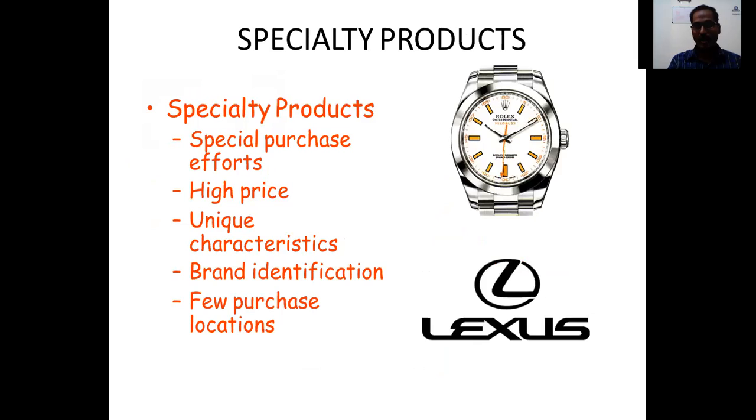Then specialty products, that's quite like a luxury product, requiring special purchase effort. Because it's quite expensive, we check with several people: friends, relatives, and all the acquaintances. And then usually the prices are higher for these products. It will have unique characteristics, like Swiss watches and all those things. Then brand is very important, since it is an expensive one. We spend more money on that. Many people are particular to go for a brand.